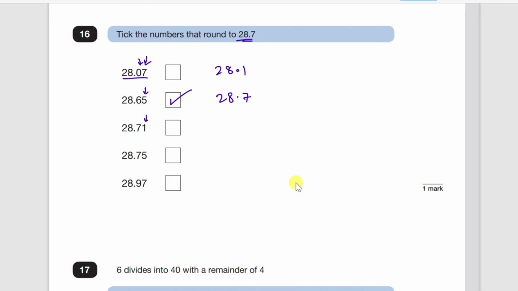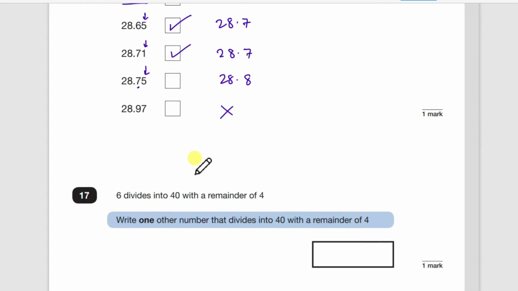28.71. This is less than 5, so you round it down to 28.7, meaning this doesn't change. 28.75. This number is 5 or more, so you round this number up to 8, so it'll be 28.8, so it's not that. And the last one is definitely not that because it's way off. So you have 2 values.